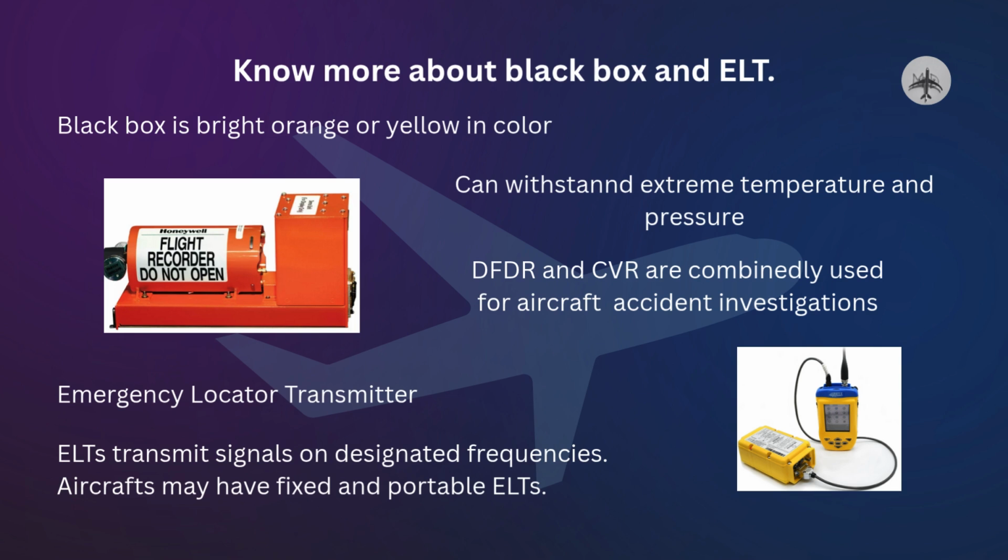When we talk about aircraft emergencies, we should also talk about ELT, Emergency Locator Transmitter. It is a crucial safety device designed to transmit distress signals in the event of an aircraft accident. These signals broadcast on specific frequencies. They aid search and rescue teams in locating the downed aircraft and its occupants.